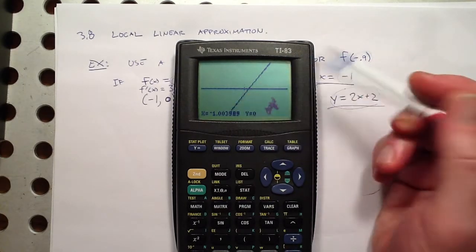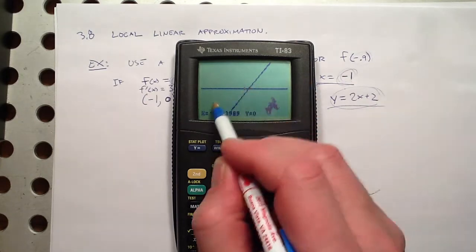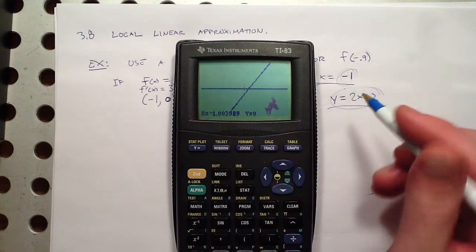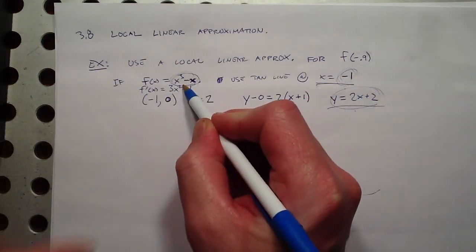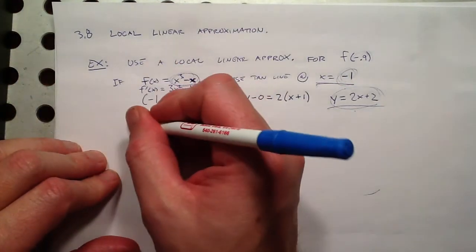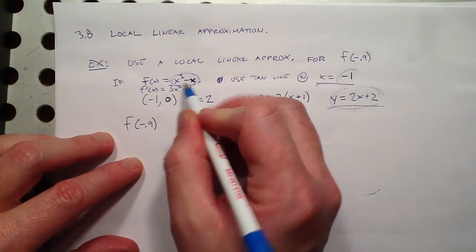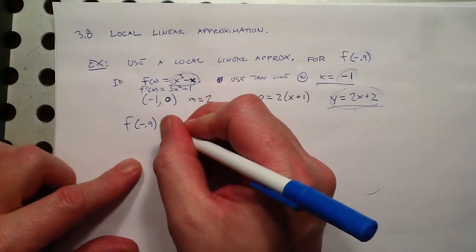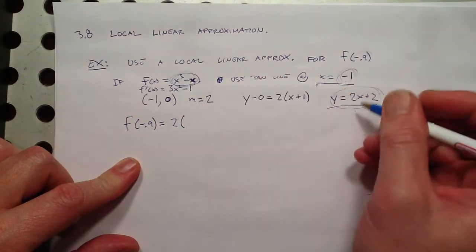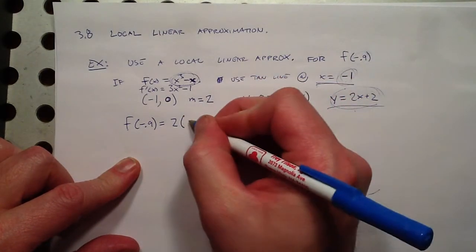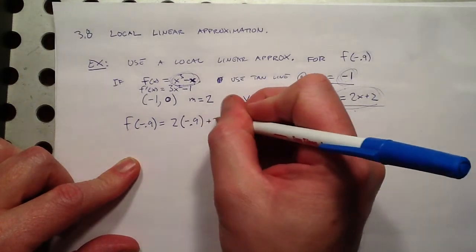So as long as we're close to negative 1, that's negative 1 right there, this tangent line gives us a pretty good approximation for this. So if you want to know what's f of negative 0.9, instead of plugging it in here and trying to cube negative 0.9, which is not the worst thing in the world, but this is easier, plug it in here instead. You can use the tangent line.